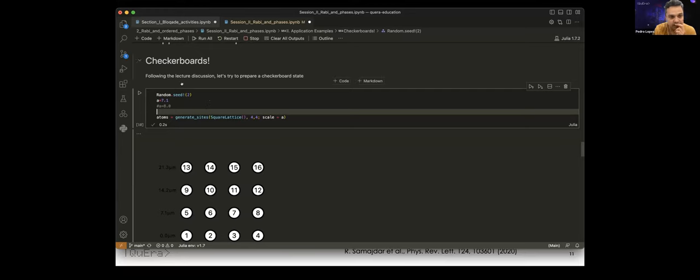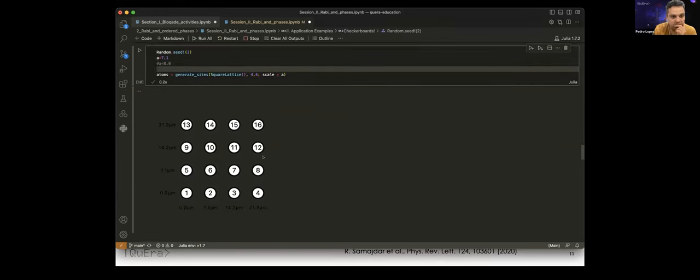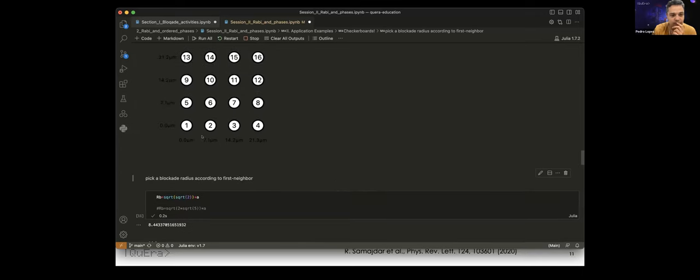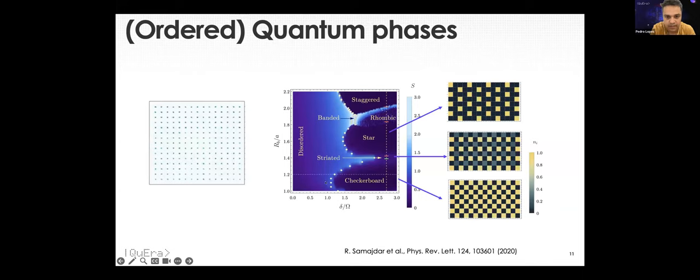We are going to create a lattice. Now it's going to be a 4x4 lattice. And we're going to set up a distance between the atoms of 7.1 microns. That's just for sport. Then we're going to set up the blockade radius that we want. So setting up a blockade radius is quite arbitrary, in the sense that, what I'm trying to say is exactly this figure here, right? Any blockade radius between 1 and 1.3-ish is going to allow us to be inside of this checkerboard phase. So we have to pick one value.